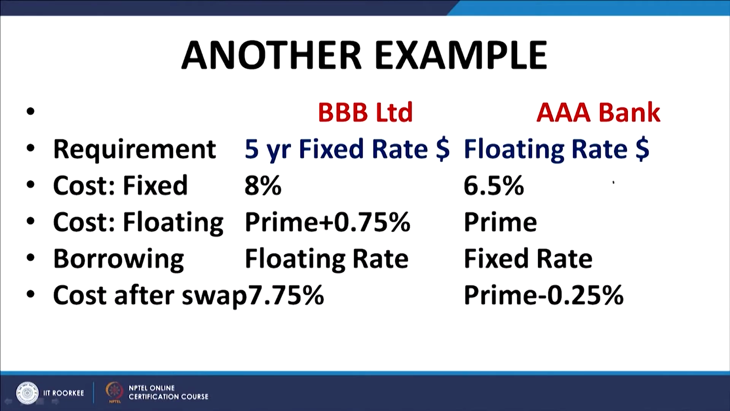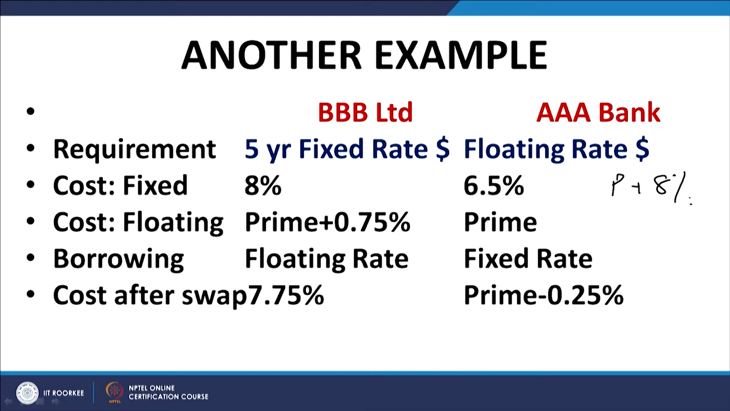Now, let us see what happens if the situation is reversed. In other words, BBB approaches the market for a floating rate borrowing and AA approaches the market for a fixed rate borrowing. Earlier cost was, just let us make a note of it, P plus 8%. That was the situation when both borrowed according to their requirements. Now, if they borrow contrary to their requirements, what happens?